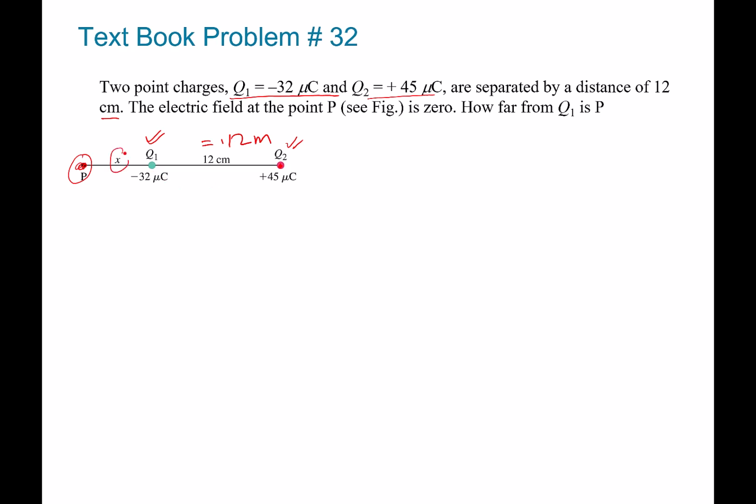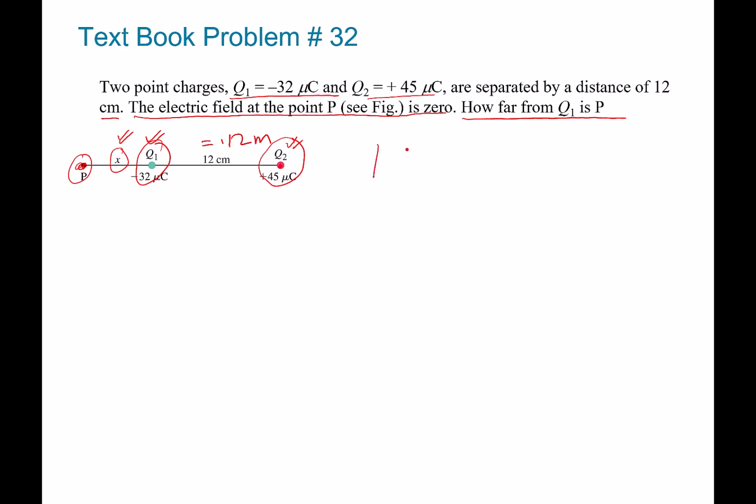We don't know the distance x, so we have to find the point where the electric field at P is 0, that means it's balancing. That means the electric field created by Q1 and the electric field created by Q2 must be equal and opposite to each other, and hence they balance out. That's the key information. So how far from Q1 is P? Your job in this problem is to use the superposition principle to find the distance x.